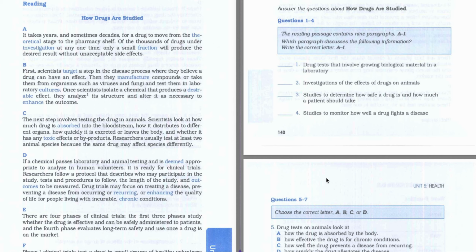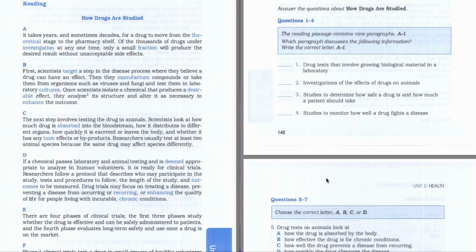Hello, today we're going to proceed with Barron's Essential Words for IELTS, Unit 5, Text 3. The text is called How Drugs Are Studied. On the left hand side we have this text, and on the right hand side we have questions related to this text. Let's read the task.